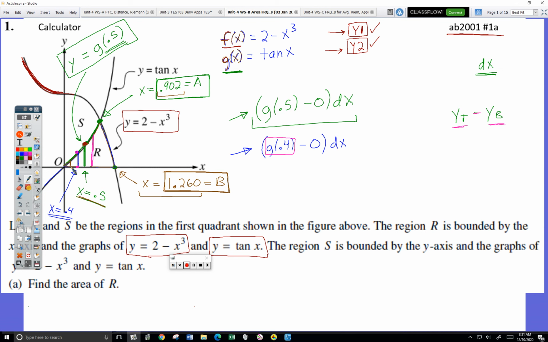It would just be g of x minus 0 times dx. So I take g of x, that's the y at the top, subtract 0, that's the y at the bottom.